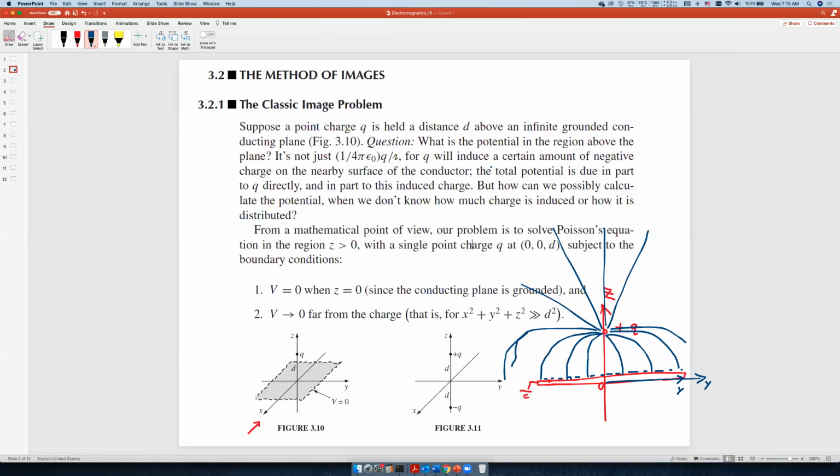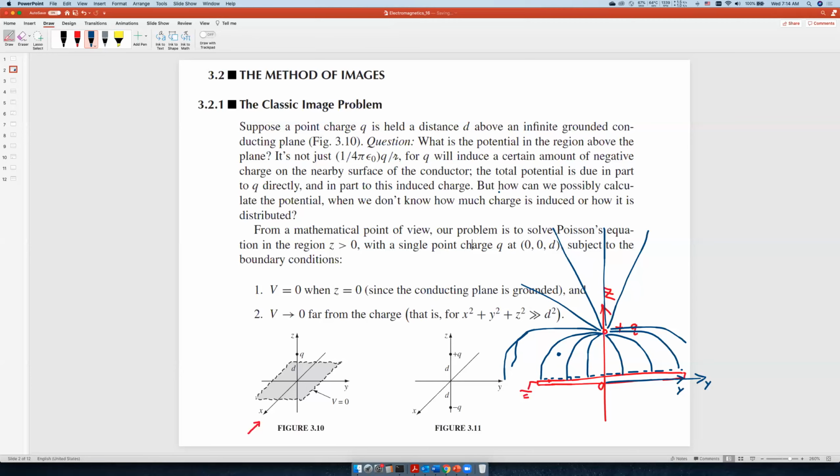Now, because we want to calculate the potential, or V, in the region above the plane, it's not just the Coulomb equation, because Q will induce a certain amount of negative charge, as I showed here on the conductor surface. Then the total potential is due in part to Q. So the potential at any place here is due to the charge Q, but it's also due to the induced charge.